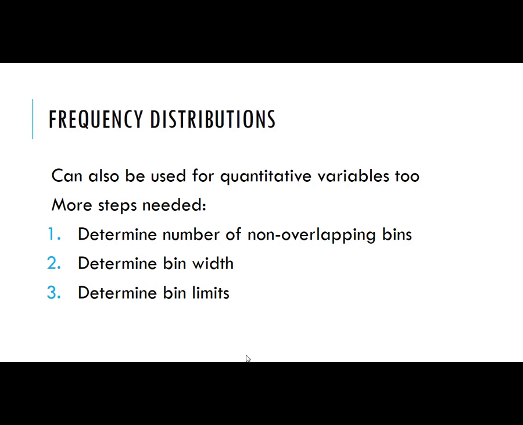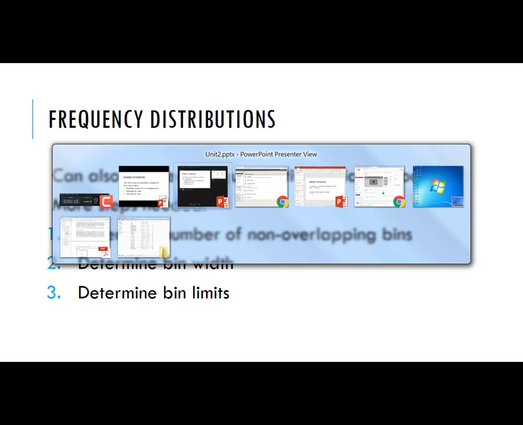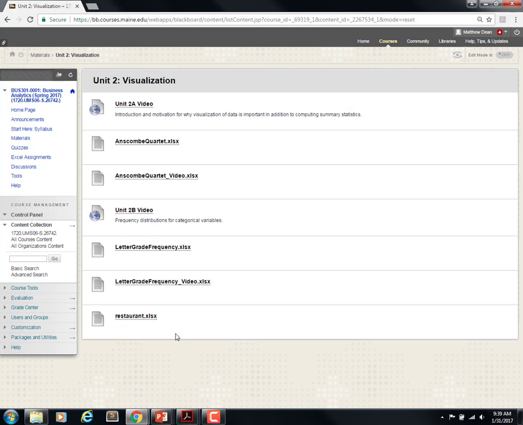So let's try this for a quantitative variable. For this, we'll look at a different data set again. So let's look at restaurant.xlx. I'll download that from Blackboard under Materials Unit 2. Open it up.